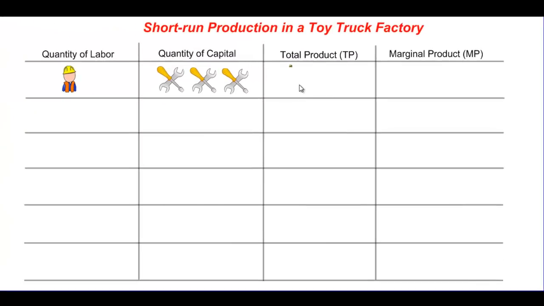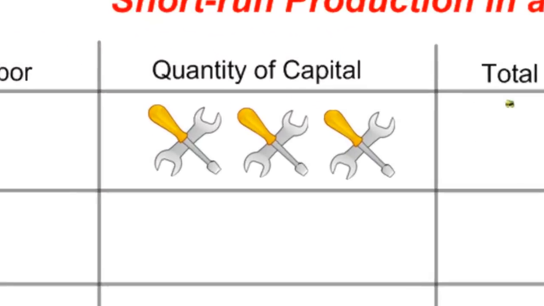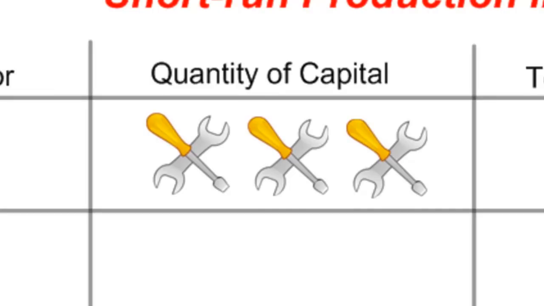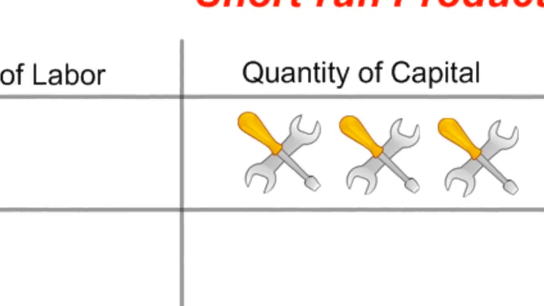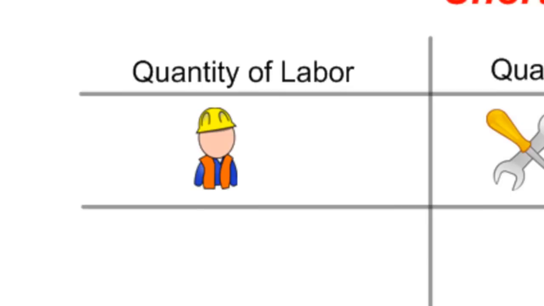So first let's make an assumption here. We're going to assume that the quantity of capital is fixed in the short run. In other words, our factory cannot vary the number of tools or technology that it employs towards the production of trucks. We can think of it this way. There's one factory, and we can add more and more workers to that factory, but we cannot build additional factories or acquire more equipment to put in our factory. So the only variable resource in this exercise is going to be labor, the number of workers.